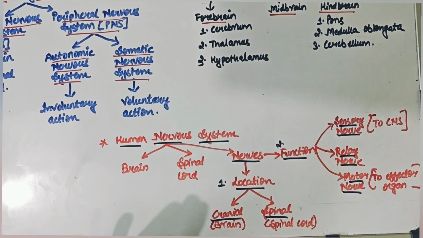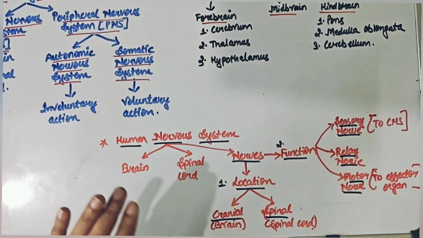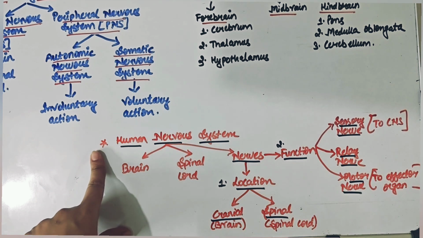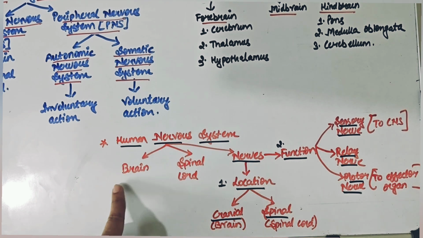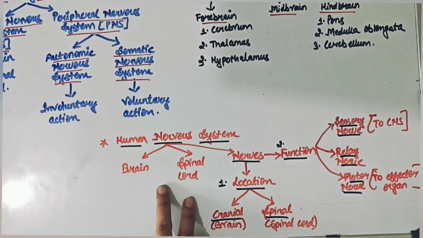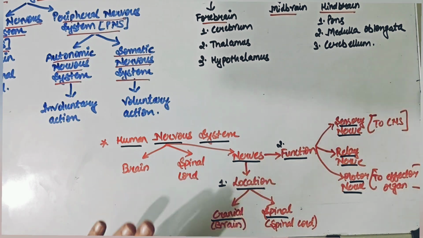So let us first understand what are the important parts of the human nervous system, and then we will study the different types of the nervous system. As you can see, when we talk about the human nervous system, there are three important parts involved. The first major organ is the brain, which we already know. The second is the spinal cord, again, which we know. And the third are the nerves, which are associated all throughout our nervous system.